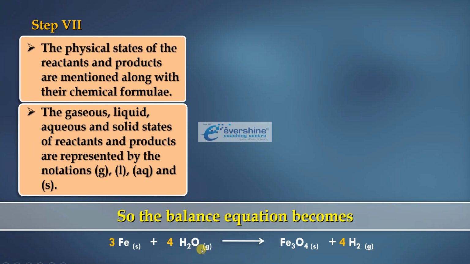So children, here there is a slight mistake. Water is in a liquid state, H2O, so it should not be G here, it should be L. Just correct this. So Fe is iron. When it reacts with water, which is in the liquid state, it gives ferric oxide and hydrogen gas is liberated. Done.